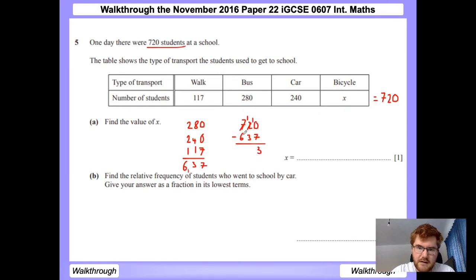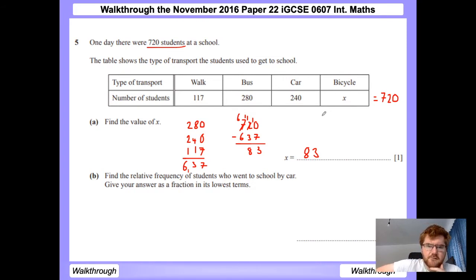Equal to 3. That will become equal to 11. And then we get our answer of 83. And of course you can always check this to make sure that's the correct answer. So 83 plus 117, that's going to give me my 200, and then 440, 520, 720. So you should always take the chance to actually check the number worked out, even for that 1 mark.